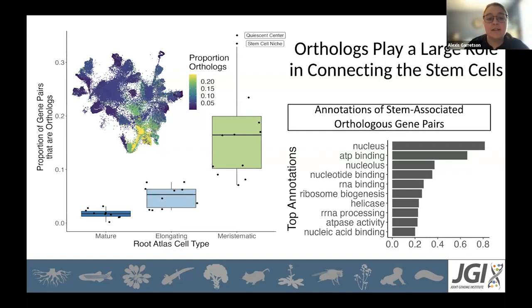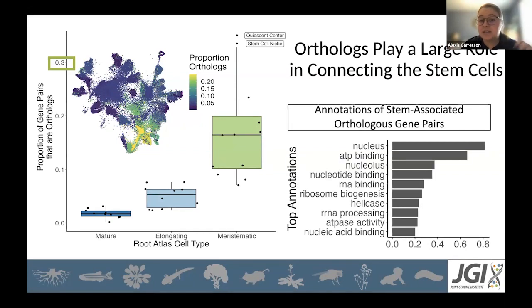And one thing that we saw is that this particular region is very highly enriched for orthologs. So genes that are not just sequence similar, but similar in descent and evolutionary history. And orthologs are playing a pretty large role across our species here in connecting the stem cells. In general, our quiescent center and stem cell niche had an outlier in the proportion of orthologs among the genes tying these regions together across species. But it's worth pointing out that this is still only representing about 30% of the genes that are connecting these cell types. So about 70% of the gene pairs here are not related by sequence orthology, even if they're very highly weighted.